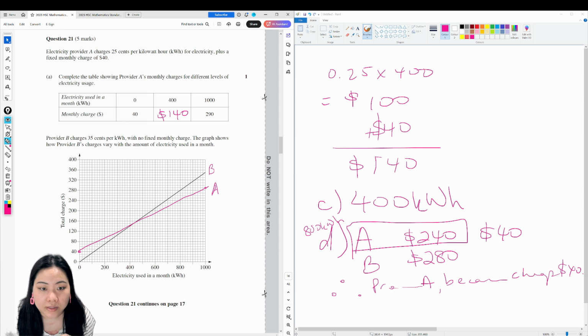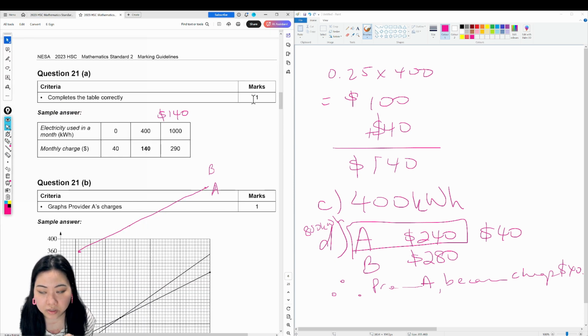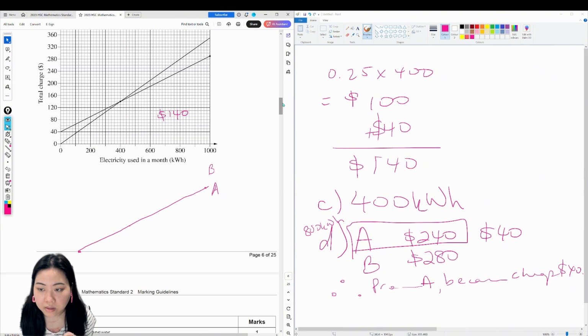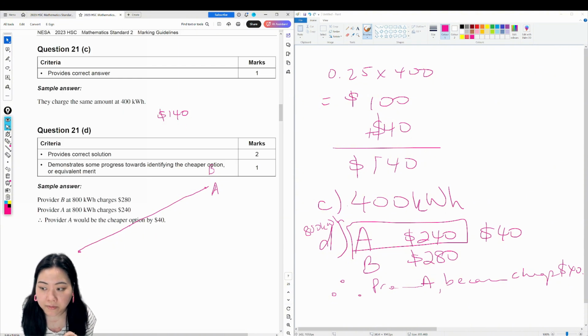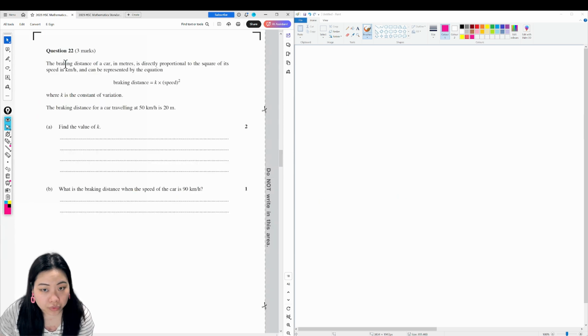Something like that. Let's check what they say in the answers. $140. Here's the graph, and they charge the same amount at 400 kilowatt hours. Yep. Provider B is 280, provider A is 240. Therefore, provider A would be cheaper by $40. Very good. Question 22, 3 marks.